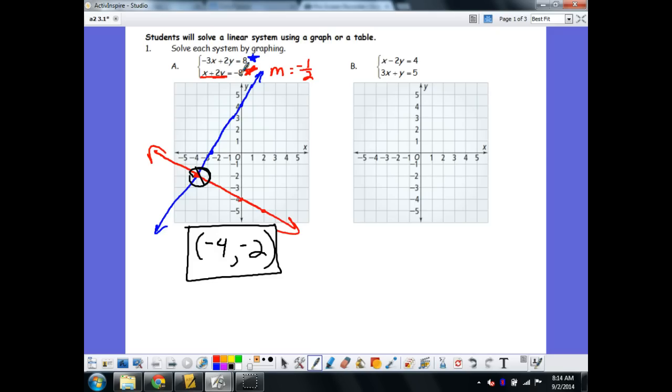Now, on a quiz or a test, if I ask you to solve these by graphing, the solutions will, in fact, come out to be integers. When we start talking about algebraic methods, we'll talk about some of the pitfalls to the graphing method. Now, in the second example, B, we're going to graph the first line, finding the x-intercept and the y-intercept. For the x-intercept, let y be 0, so we're left with x equals 4. And for the y-intercept, let x be 0. Negative 2y is equal to 4, so y is negative 2.